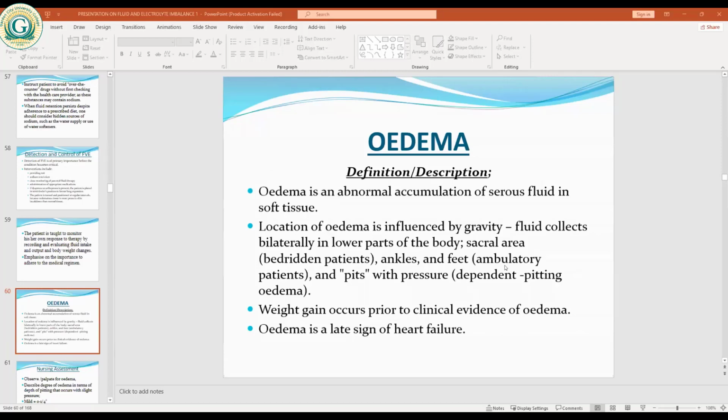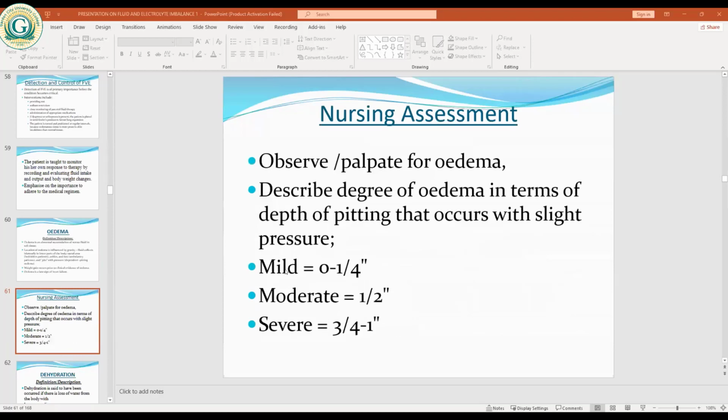So weight gain occurs prior to clinical evidence of edema. Definitely weight goes with fluid accumulation. So once you retain fluids, it adds up to your weight. So edema is a late sign of heart failure. Once you are having heart failure, definitely you'll be experiencing signs of edema. We can assess based on mild, moderate, and severe. If it's mild, it's 0 to 1/4. If it's moderate, it's 1/2. That's half of it. If it is severe, you have 3/4 of it. So these are the categories or classification of edema based upon severity.